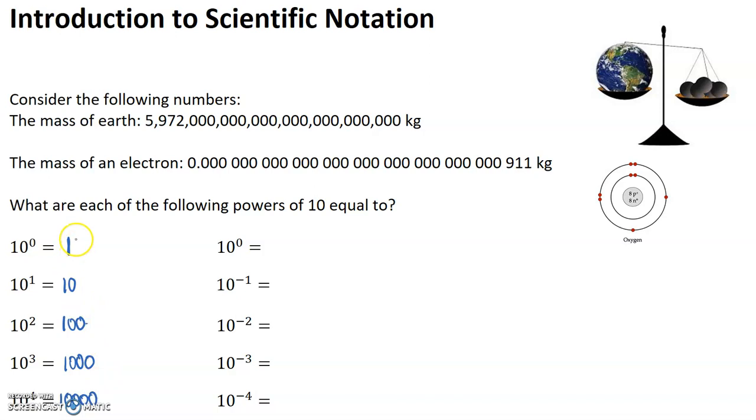So if we have 10 to the 0, it's no zeros. If we have 10 to the 1, it's 1 zero. 10 to the 2 is 2 zeros, etc. We can also write negative powers.